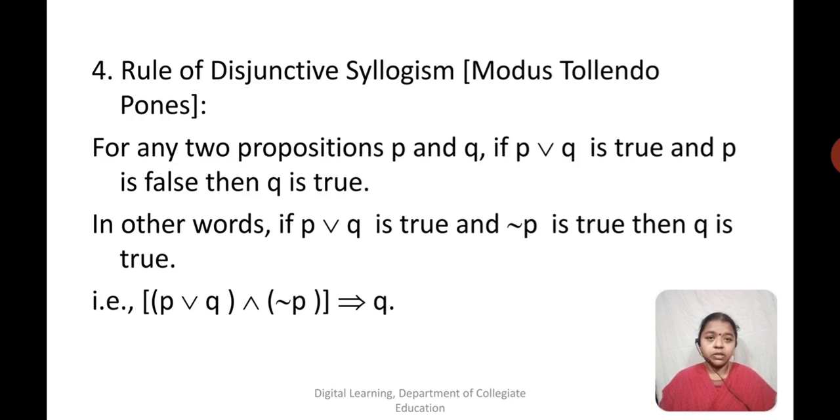The fourth one is known as the rule of disjunctive syllogism or modus tollendo ponens. For any 2 propositions P and Q, if P or Q is true and P is false, then Q is true. Instead of saying P is false, the other way of saying it is negation P is true. So the same rule can also be written as: if P or Q is true and negation P is true, then Q is true. There we have taken P is false; the other way of writing it is negation P is true. So in symbols it becomes P or Q and negation P implies Q.